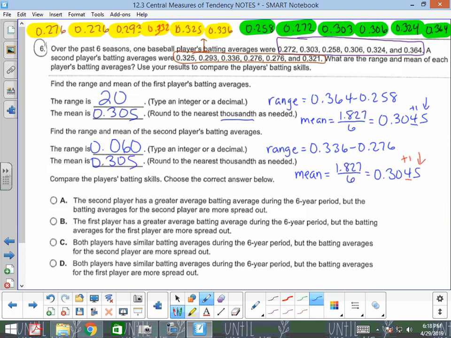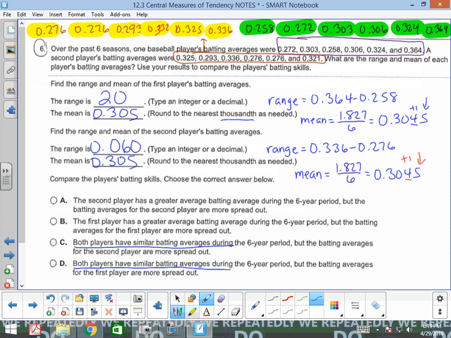Okay, now look at our little words here. It says compare the players' batting skills. So both players have similar batting averages during the 6 months. The first one says the second player has a greater average. That's not true. They're both the same. So the batting averages for the second player are more spread out, or the batting average for the first player are more spread out. So we look at the range. I don't know what I wrote down for that 0.06. Where did that come from?